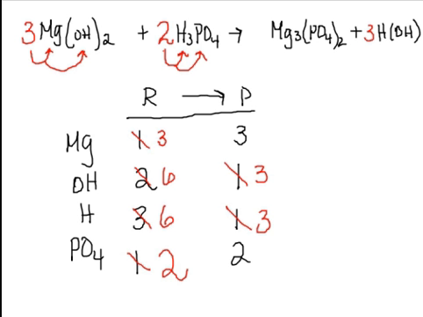Okay, so it looks like my only problem is this hydrogen hydroxide over here on the right side. I have 3 right now, but I need to have a total of 6. So what I'm thinking is, well, instead of having a 3 there, what if I put 6 there? Then I would have 6 hydroxides and 6 hydrogens. And there we go. We are balanced.